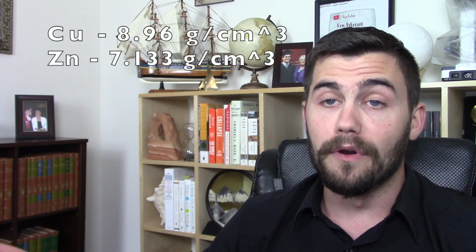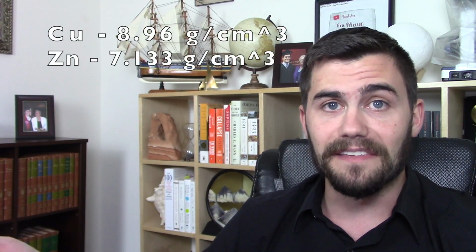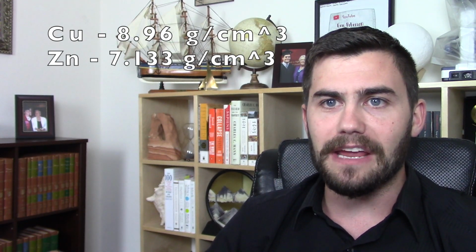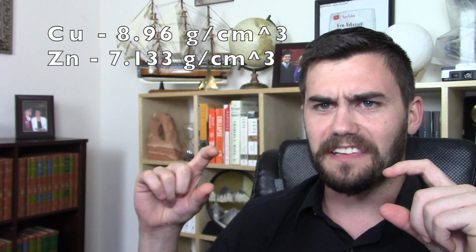So copper is more than 20% more dense than zinc. So this means if you had two equal-sized, let's just say 1 centimeter cubes, one of copper and one of zinc, the copper cube would be heavier because there is more matter. There are more atoms of copper inside of that cube than there are atoms of zinc inside of the other one. And so consequently, old pennies are heavier than new pennies because they have more mass.